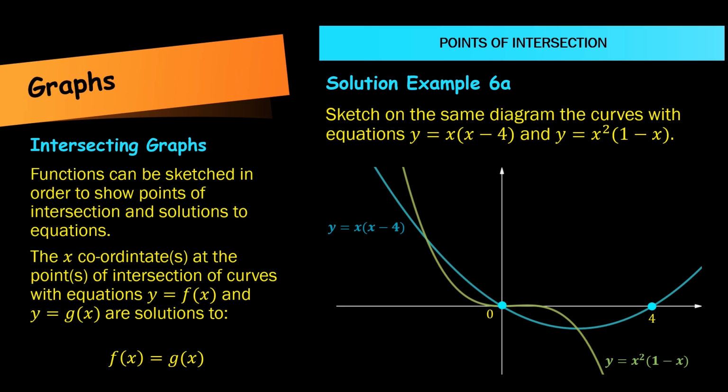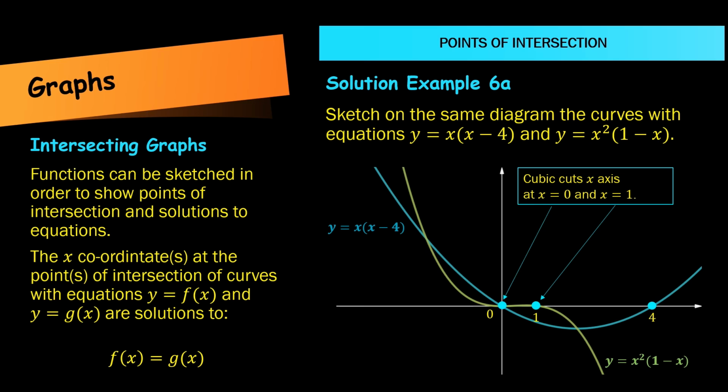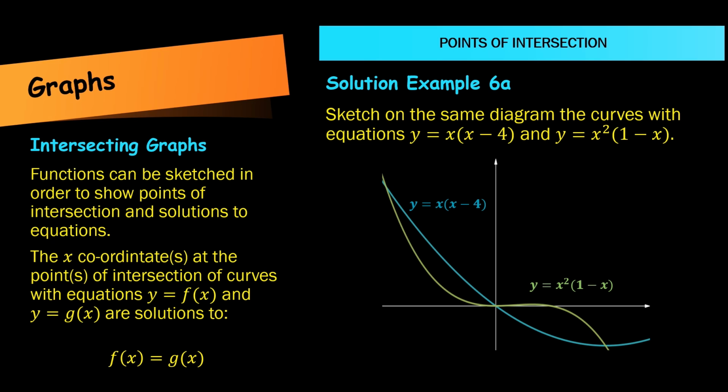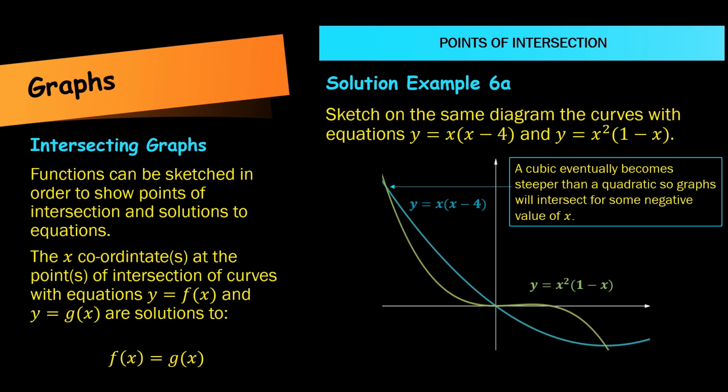And here's y equals x squared times 1 minus x. The cubic cuts the x-axis at x equals 0 and x equals 1. Now a cubic will eventually become steeper than a quadratic, so graphs will intersect for some negative value of x.